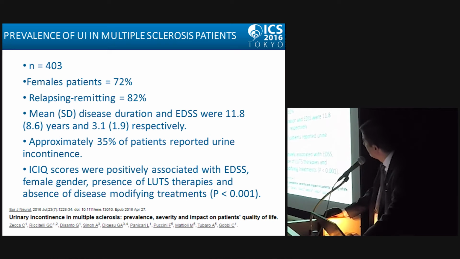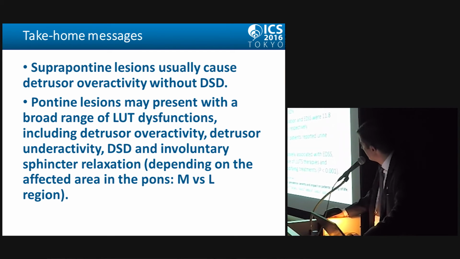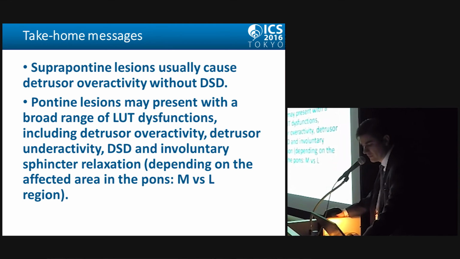This study reports the prevalence of urinary incontinence in patients with multiple sclerosis. Out of 403 patients, 72% were women, and the mean disease duration was 11.8 years, and the mean EDSS was 3.1, respectively. Approximately 35% of patients reported urinary incontinence. So it affects, let's say, more than a third of the patients.